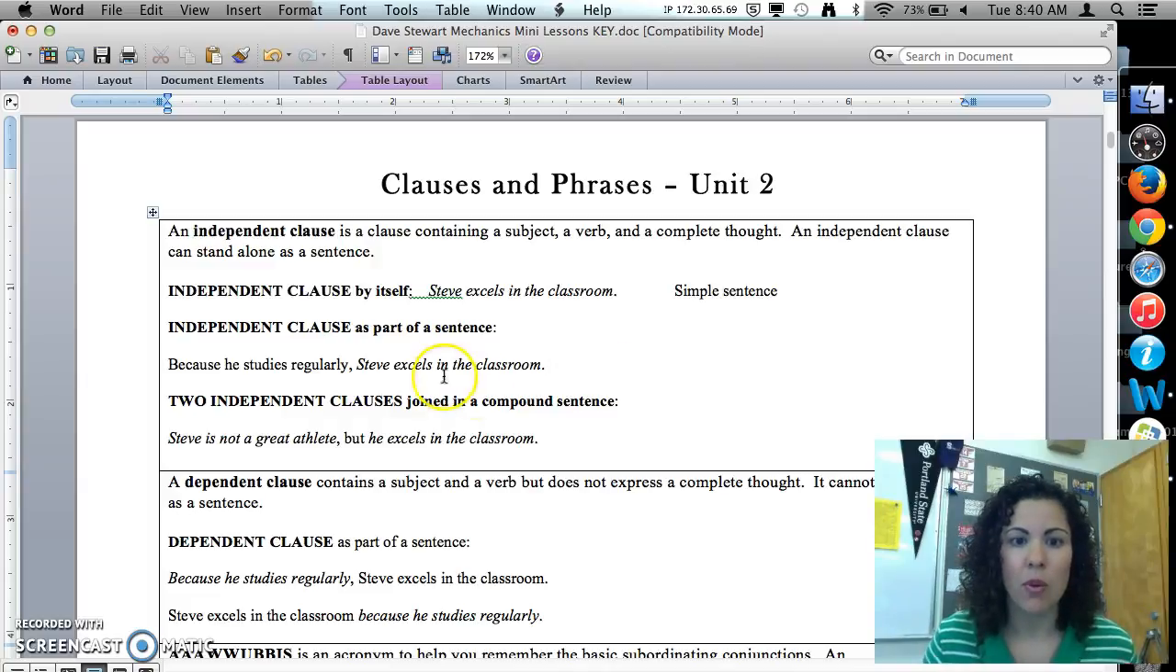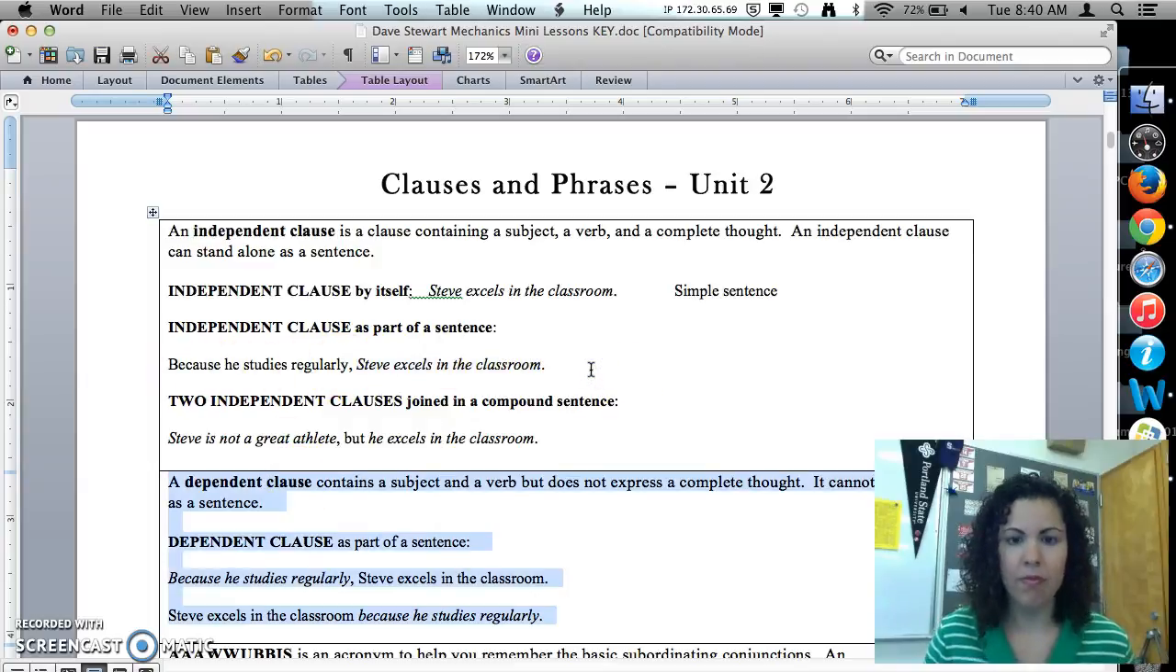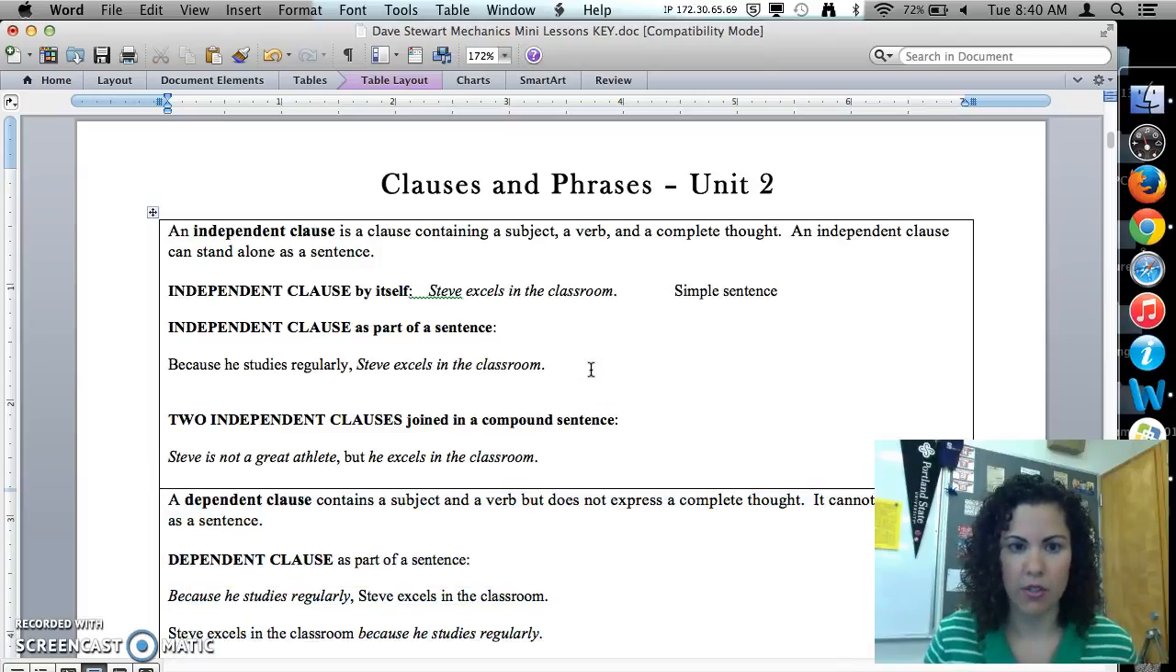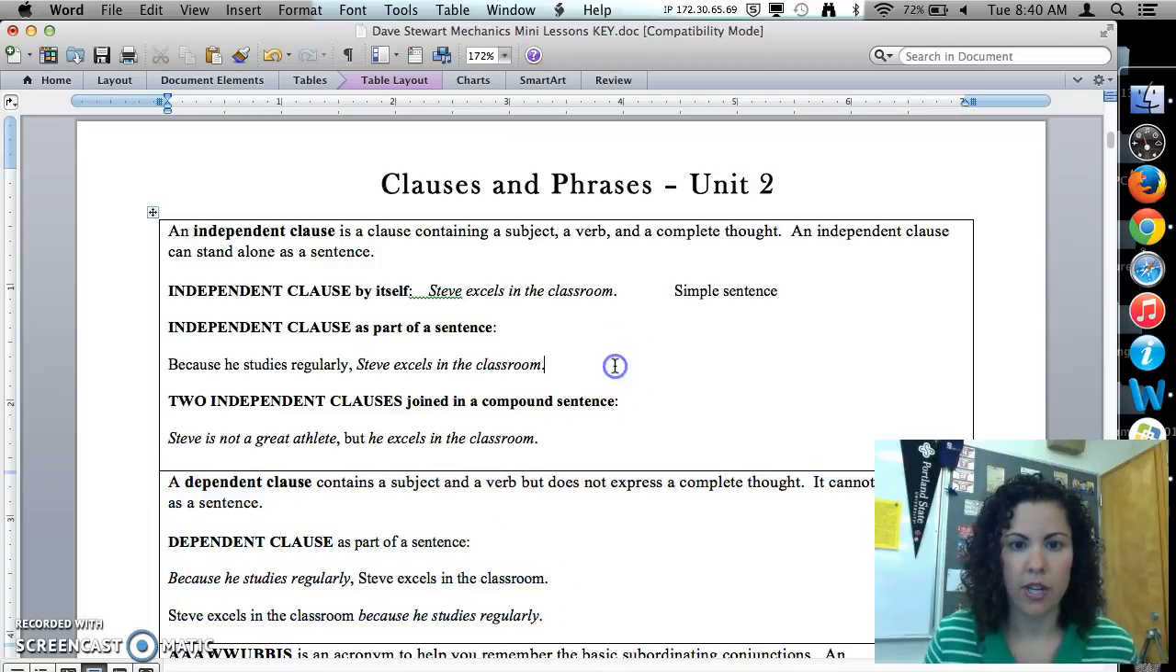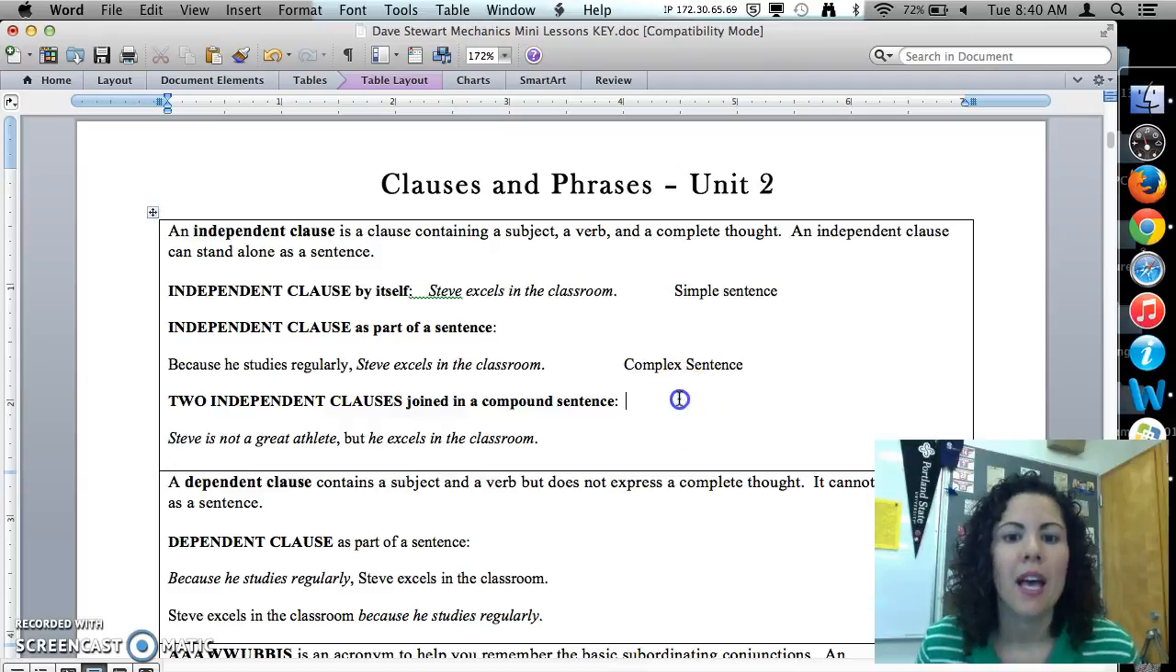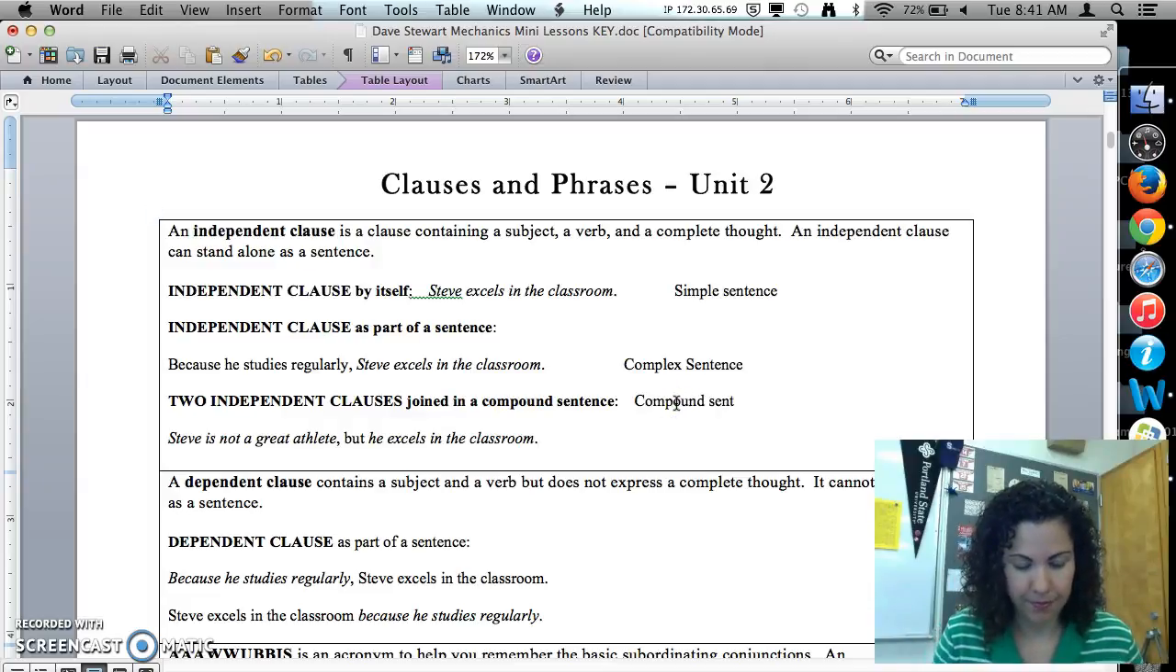Then we have where the independent clause is part of the sentence, but we have this other dependent clause. That type of sentence is called a complex sentence. So go ahead and write that down: complex sentence. Then here it says compound sentence, but I always write it next to it because it helps me remember.